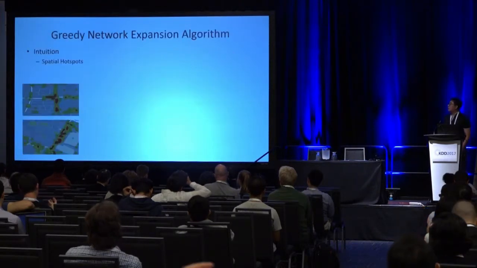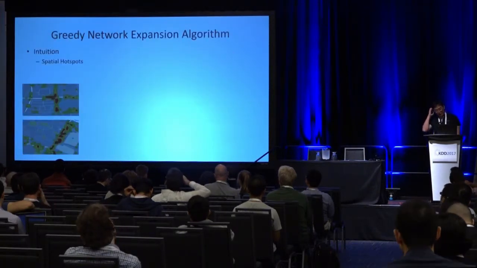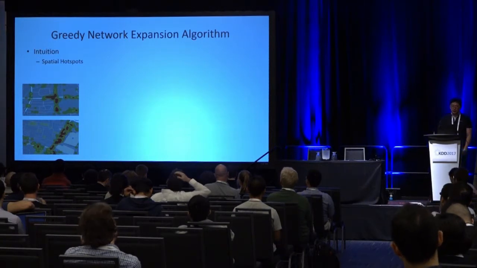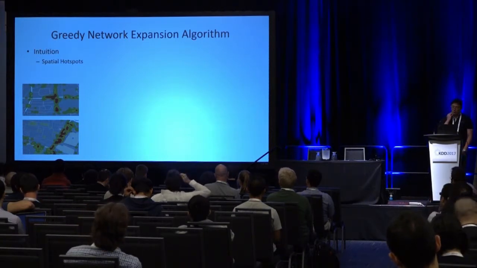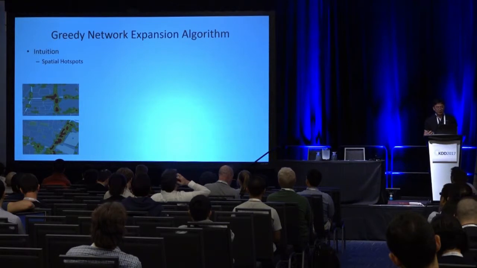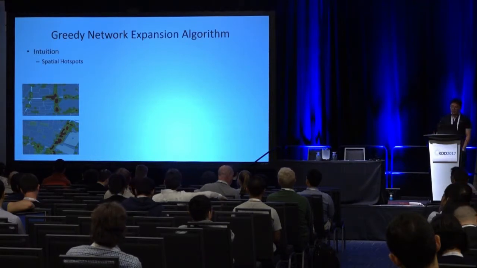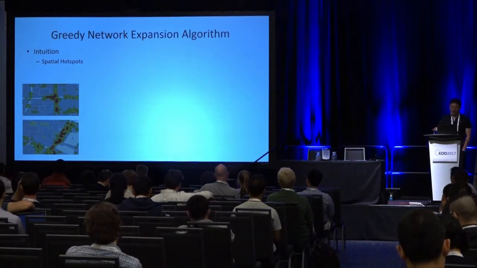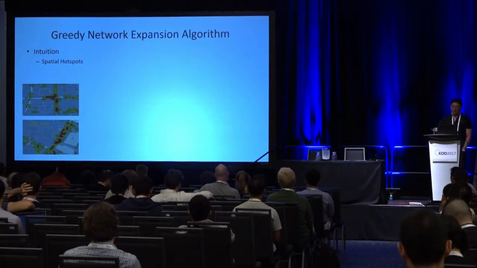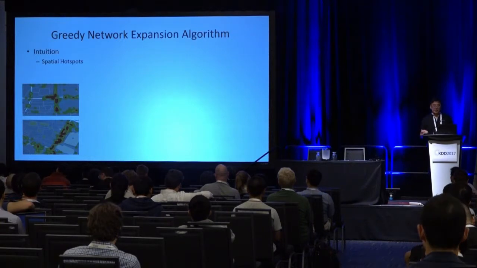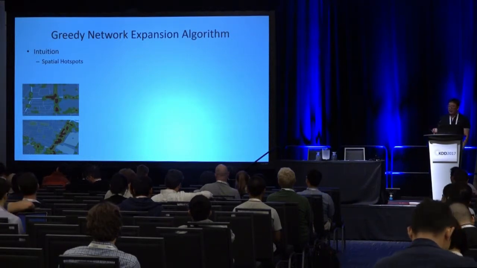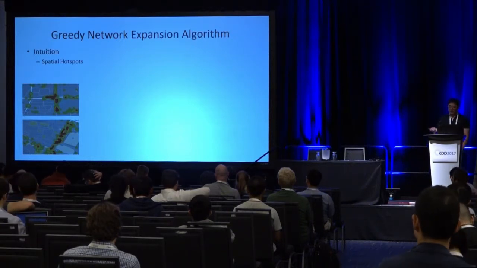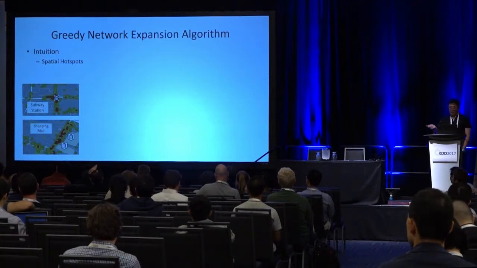So as a result, we propose a very simple approach. We call it the greedy network expansion algorithm. This algorithm is based on some observations and intuitions from the dataset. For example, the first one is the spatial hotspots. If we plot a heat map of the bike check-in and check-out locations, we notice that there's very high activity around some shopping areas and the subway stations.